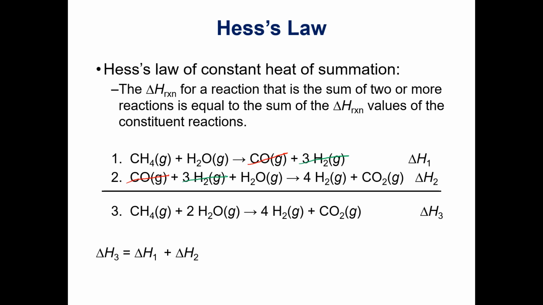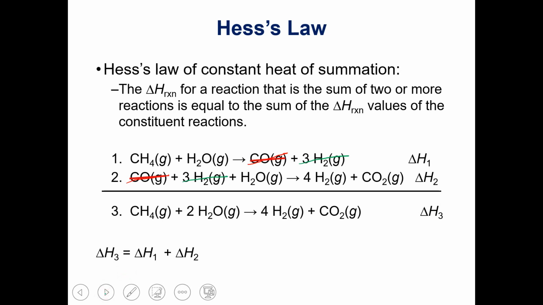So if we cancel those out, that leaves us with CH4 and 2 H2s, one from reaction 1 and one from reaction 2, on the reactant side, and 4H2 and carbon dioxide on the product side. So if we add together delta H from reaction 1 and delta H from reaction 2, we get delta H from reaction 3.